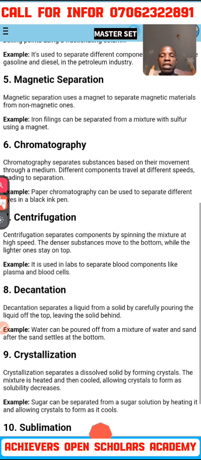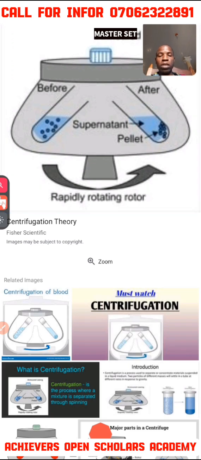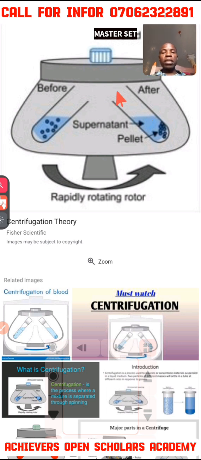The next one is centrifugation. This is to separate the sizes of a liquid. The particles in this liquid are tiny. Let me show you. It's a machine. This machine will rotate. It will be rotating. Now there is a particle here, and the particle is mixed with the solid and liquid.